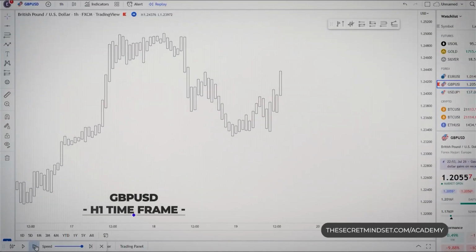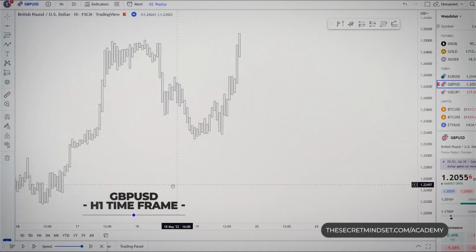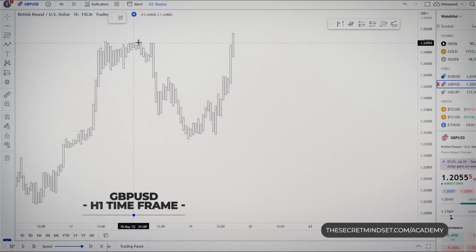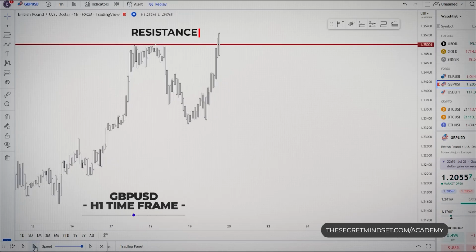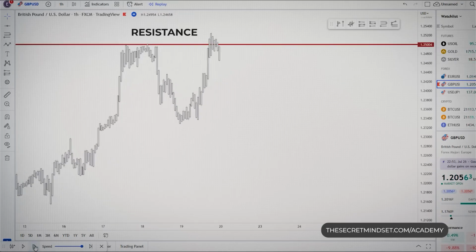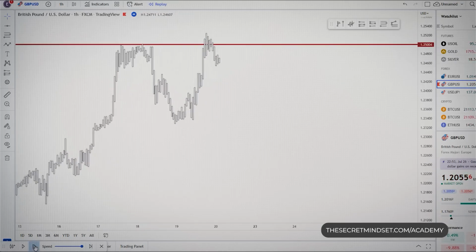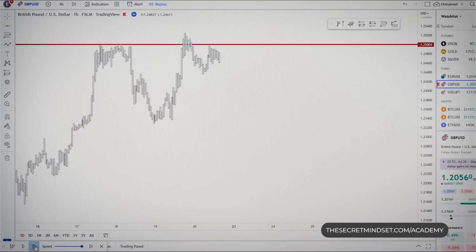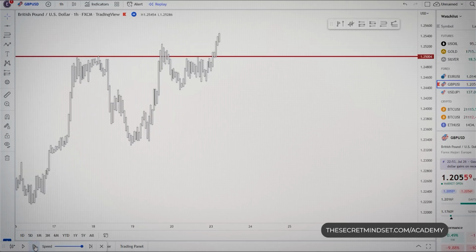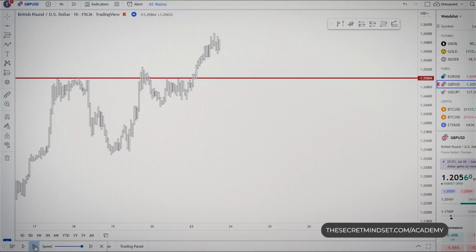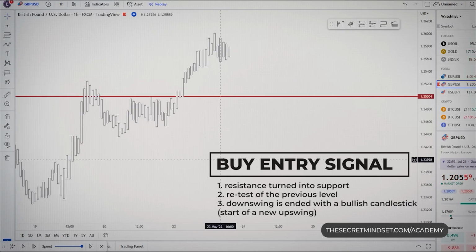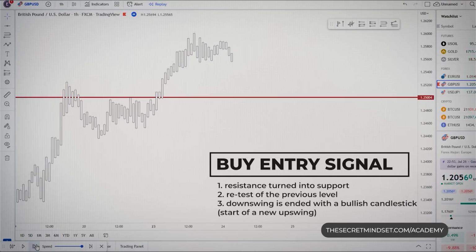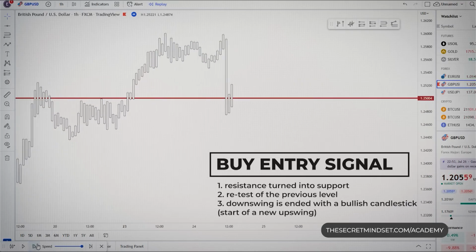So on this pound-dollar hourly time frame, we see an uptrend, with price trading around this resistance level. We have a candle breaking the previous high and a quick retracement below the level. After small consolidation, we have a valid breakout. So a decent signal would be at the retest of the previous level when the downswing is ended with a bullish candlestick.